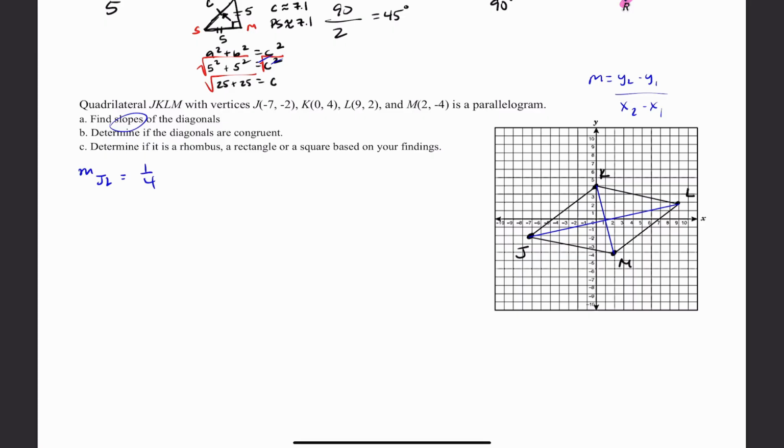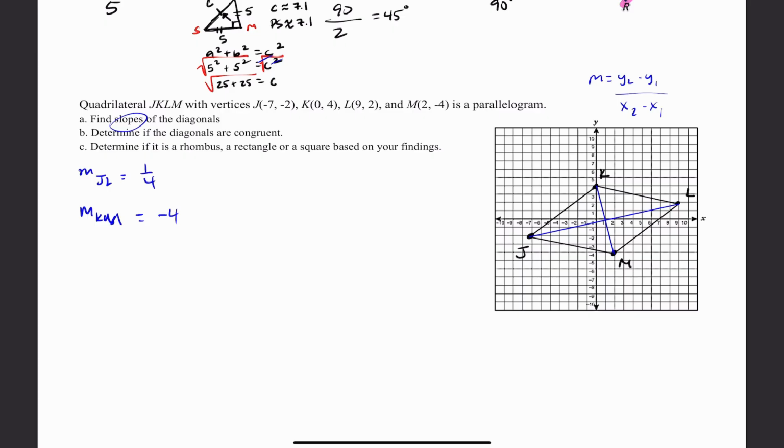Okay? But on your homework, I know I didn't show any work here, but please, please, please make sure that you're showing your work on your homework assignment. So I know that you know how to use the slope formula, okay? The next thing that I want to do is look at the slope of the other diagonal, which is KM. After using the slope formula, you should get -4.